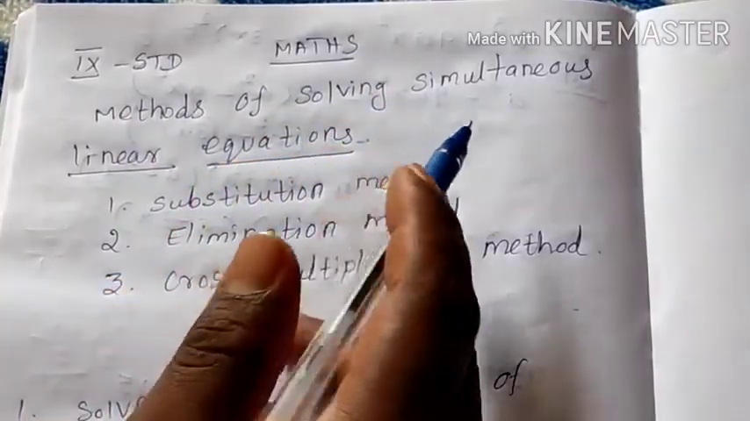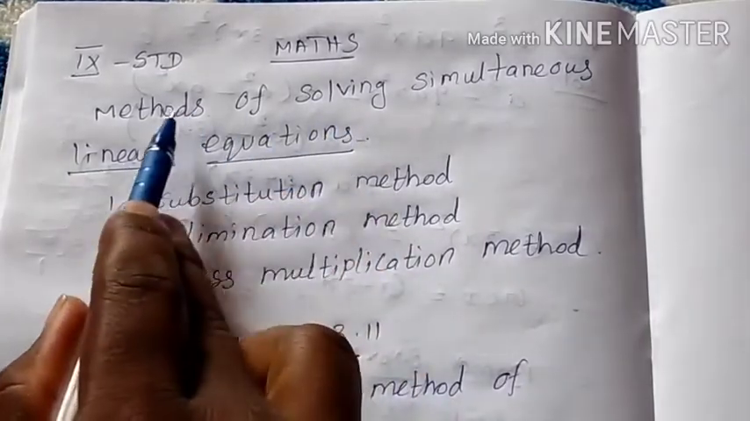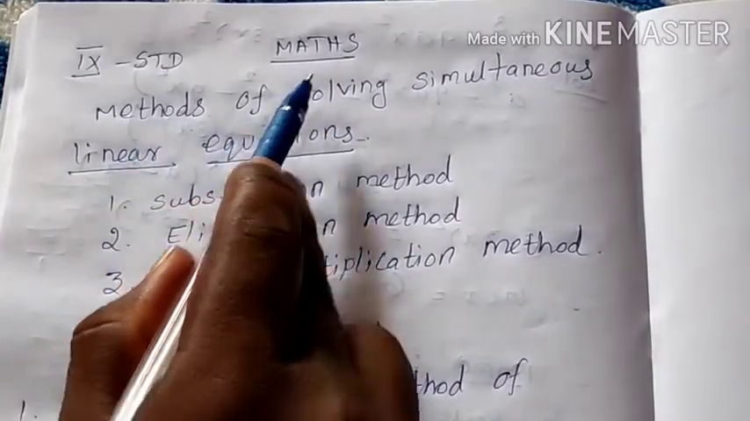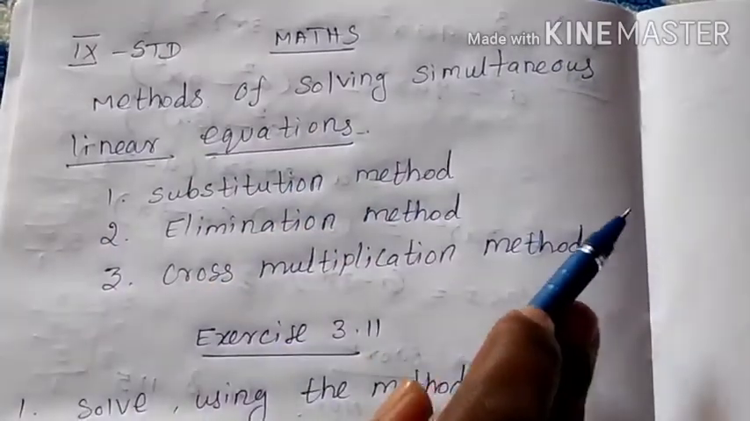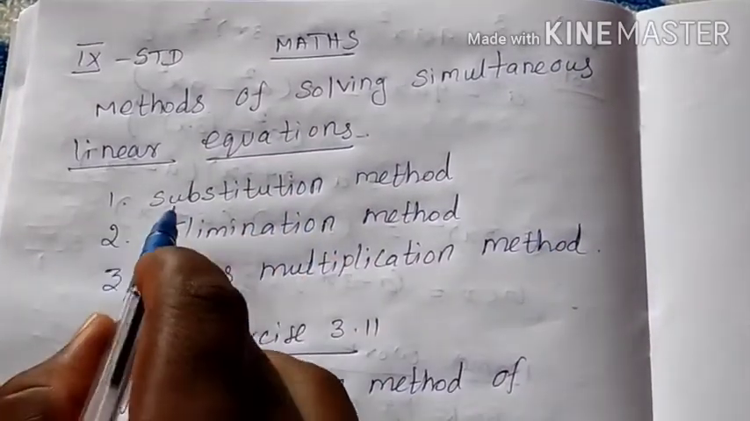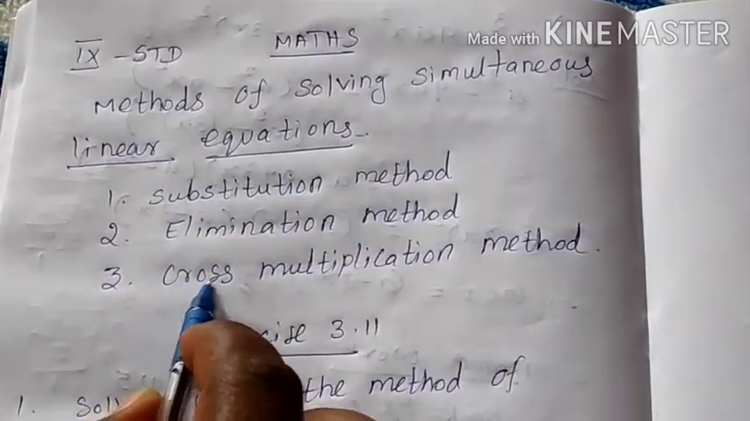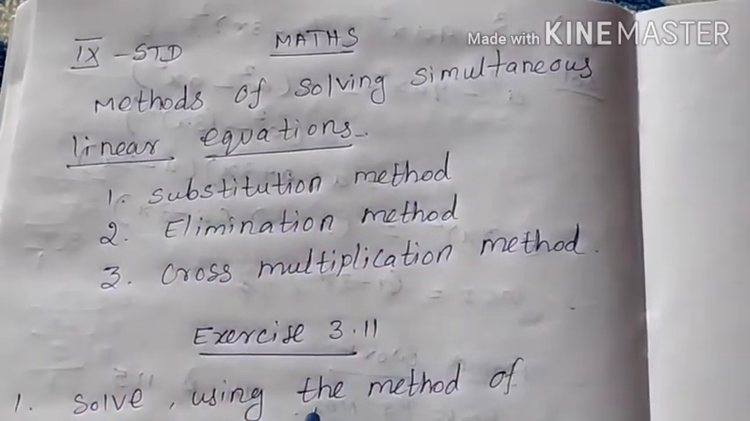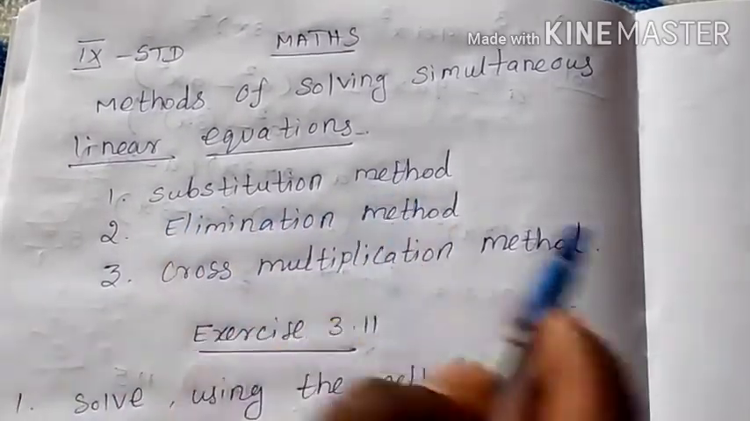Last class we discussed how to find GCD by factorization. In this class we are going to see methods of solving simultaneous linear equations. It has three methods: substitution method, elimination method, and cross multiplication method. Especially in this class we are going to see the substitution method.